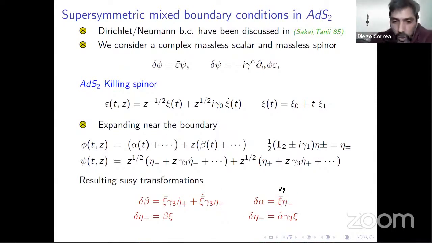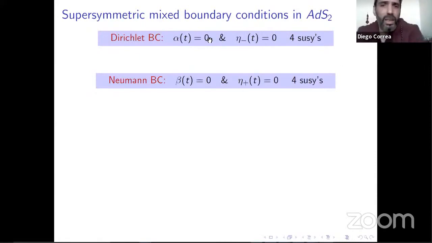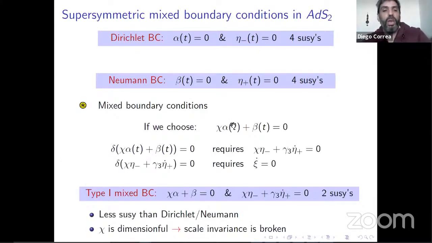And you see that now if we want to set Dirichlet boundary condition, that would be saying alpha is equal to 0. This is preserved if you simultaneously impose that eta minus is 0. Or you can demand that beta is equal to 0 as a boundary condition, that would correspond to Neumann, if you simultaneously demand that eta plus is equal to 0. So we now have the possibility of having Dirichlet or Neumann boundary conditions for the scalar field with some consistent condition in the fermions, and preserving 4 supersymmetries. So the question is whether we can do it.